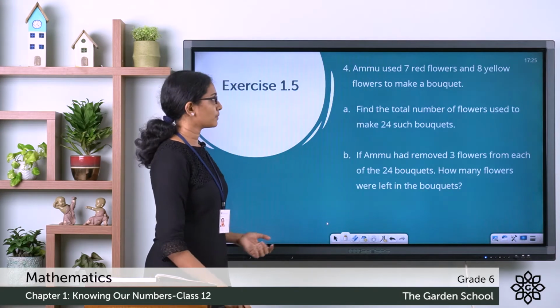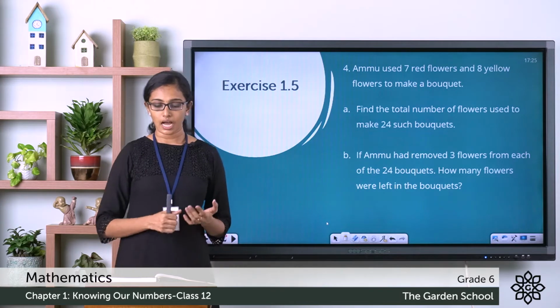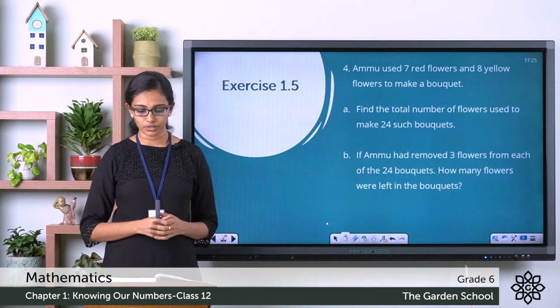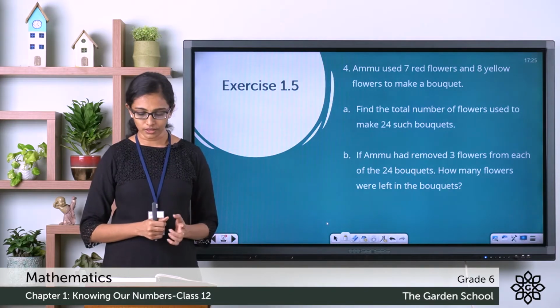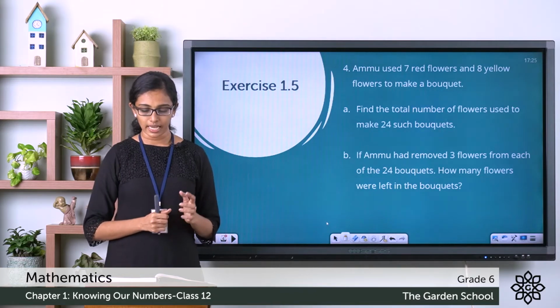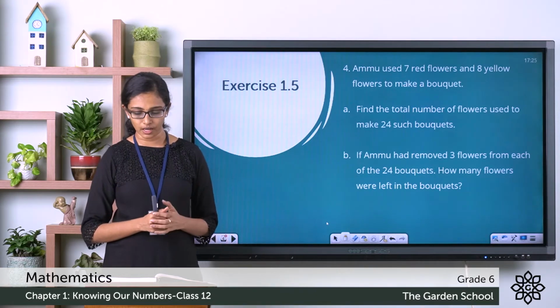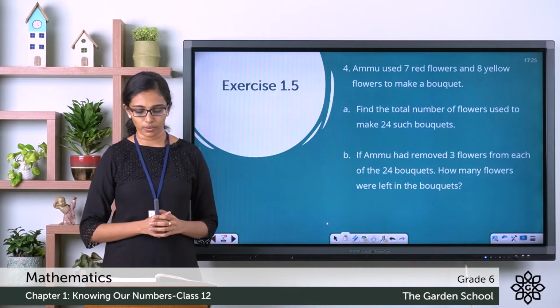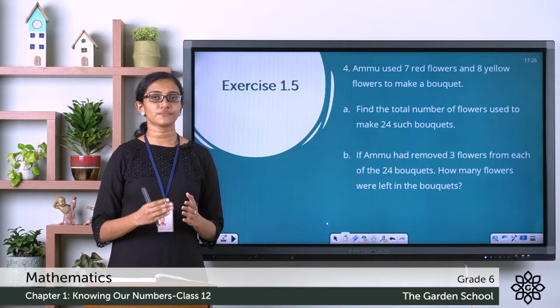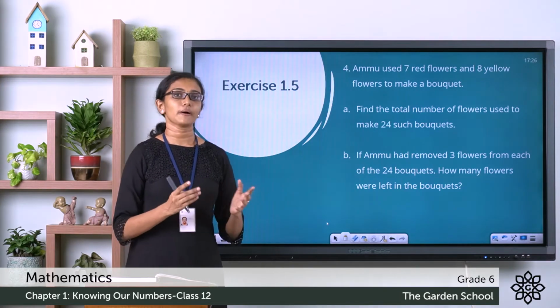Let's see question number 4. Amu used 7 red flowers and 8 yellow flowers to make a bouquet. And there are 2 parts to this question. Part A: find the total number of flowers used to make 24 such bouquets. And part B says, if Amu had removed 3 flowers from each of the 24 bouquets, how many flowers were left in the bouquets? So let's first try to solve the first part, part A.